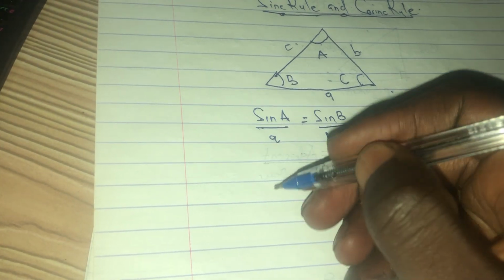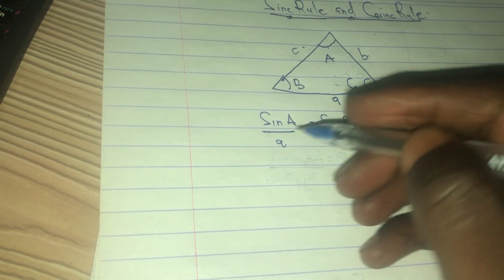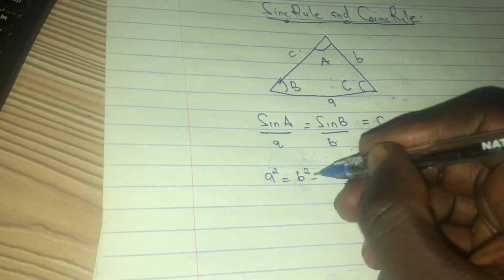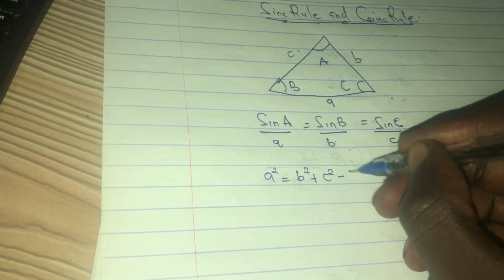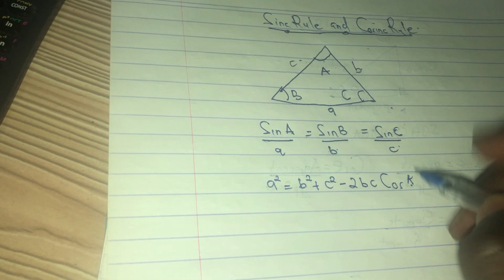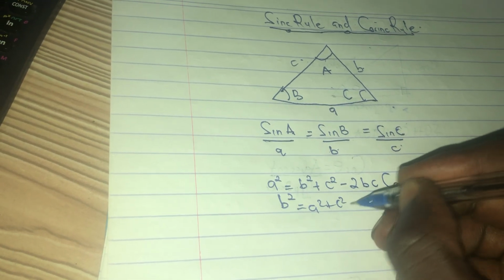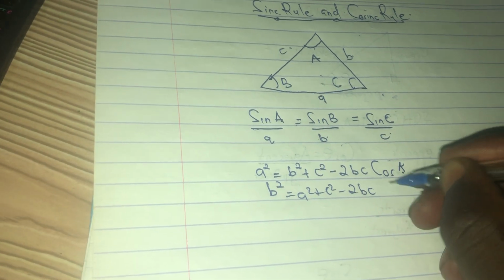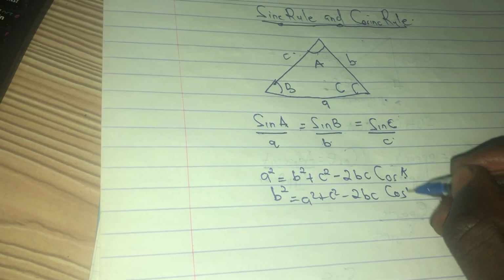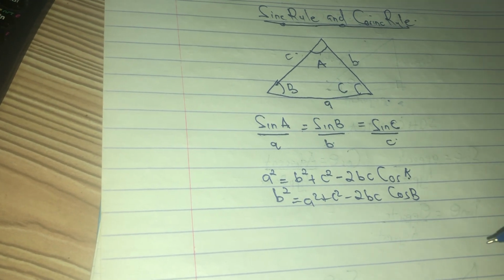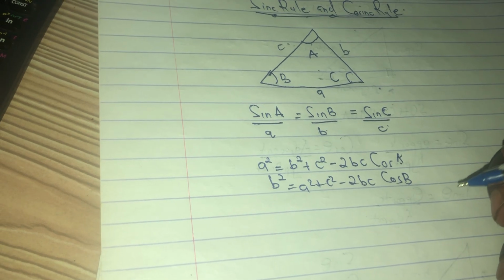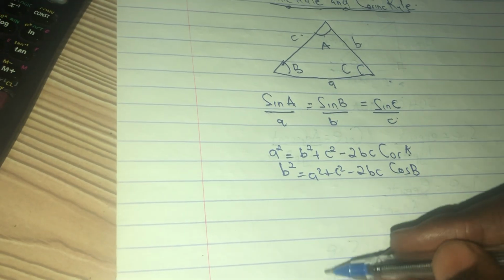While the cosine rule will be, in case maybe you want a, a squared equals b squared plus c squared minus 2bc cos A. So this is a, cos A. In case it was to be b, it would be b squared equals a squared plus c squared minus 2ac cos of, now this B. You look at the angle that you have, it's what you base on. Are we together?